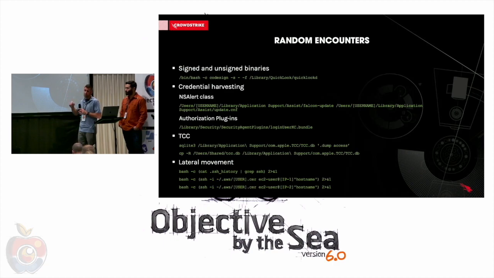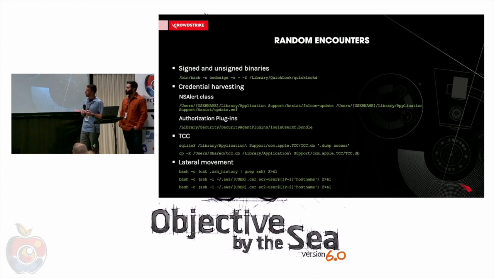They named it Falcon Update. So, like Jamf trying to blend in, they're going to use our own name against us, Falcon. Falcon Update, with a config file there, basically flashes a prompt to the user to say, you need to enter your password to continue. And then they'll take that password and store it in a clear text file on the file system. So that's one technique we've seen them use.